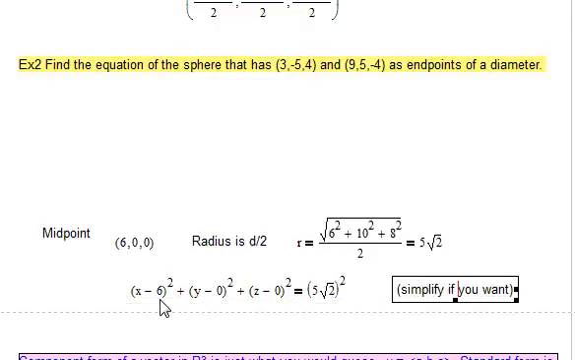So here's the equation of that sphere. (x - 6) squared plus (y - 0) squared plus (z - 0) squared equals (5 square root of 2) squared. I guess we could simplify all this if you wanted to: x squared minus 12x plus 36 plus y squared plus z squared equals 50. So that should be pretty straightforward.